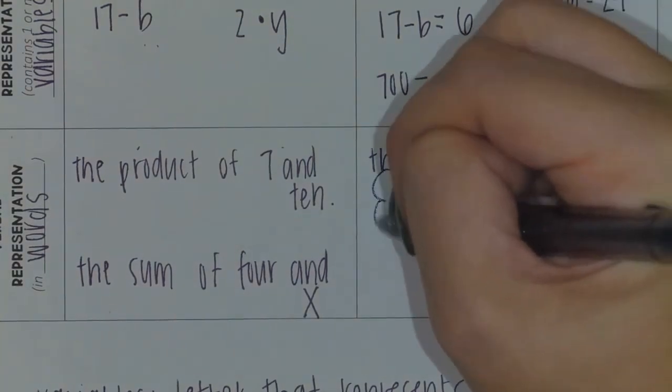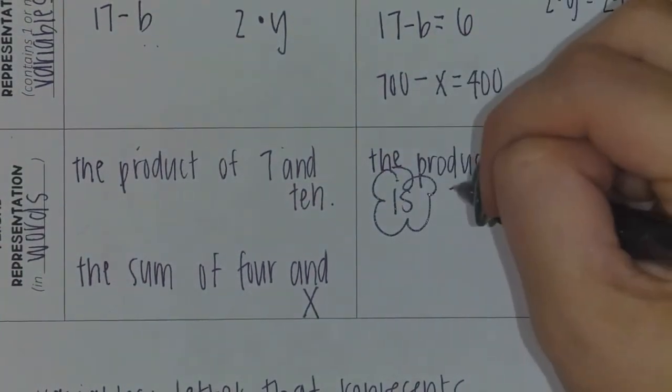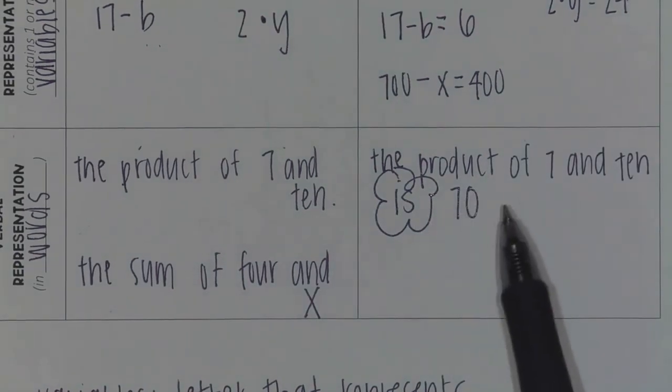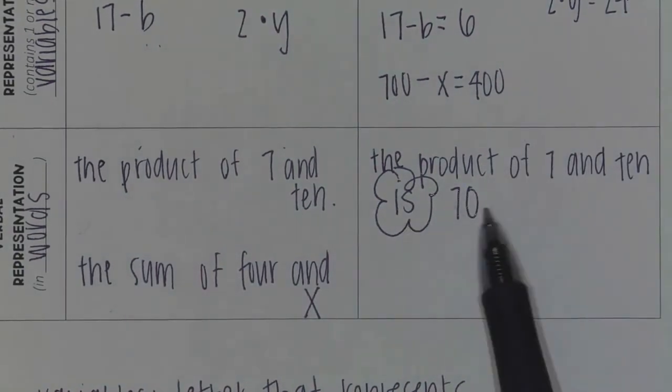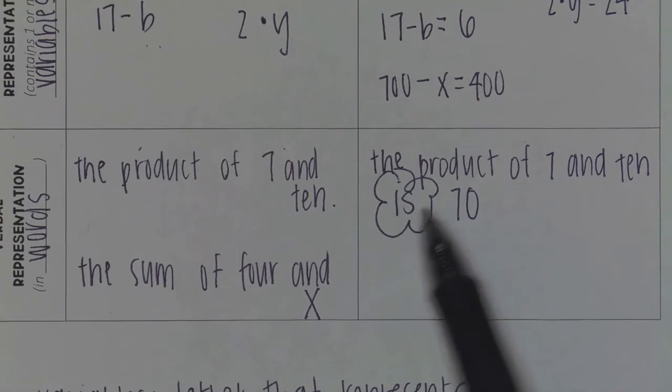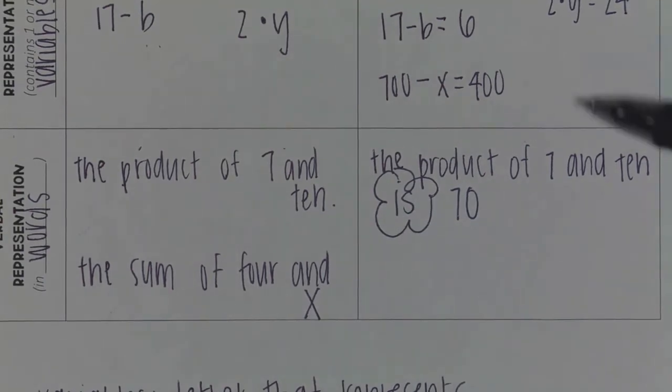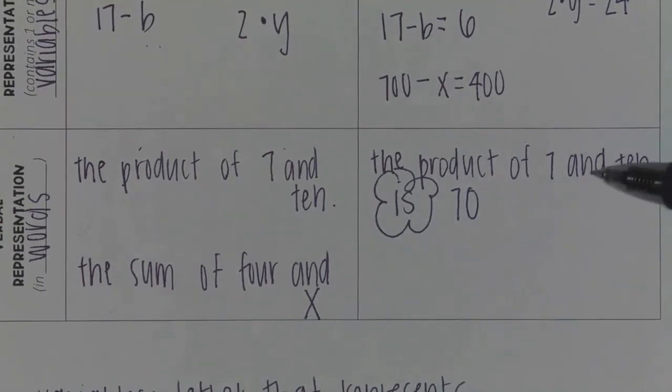And here's the first magic word. It's going to be the word is. 70. Okay, so the product of 7 and 10 is 70. So that word is there represents an equal sign. So I could take this and write it as 7 times 10 equals 70.